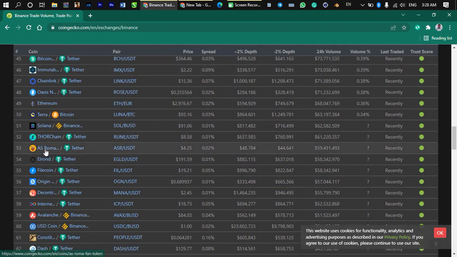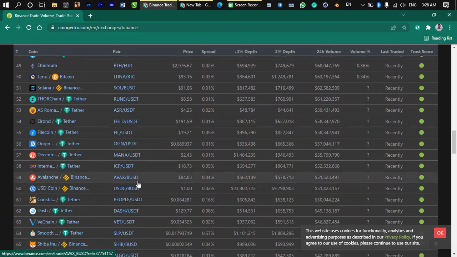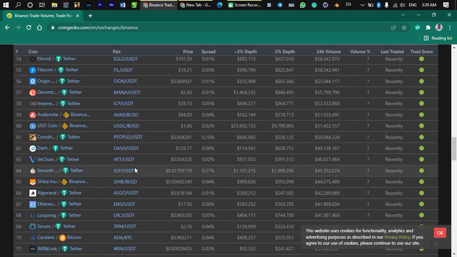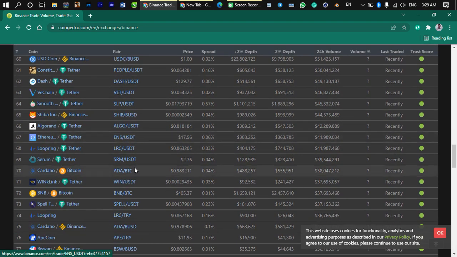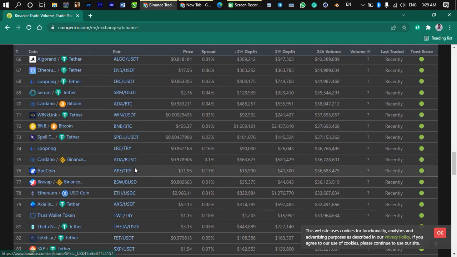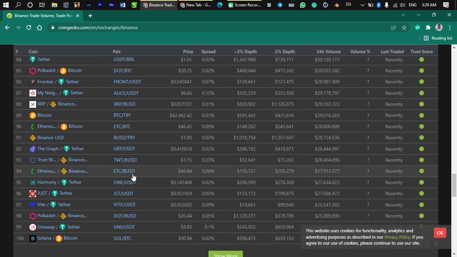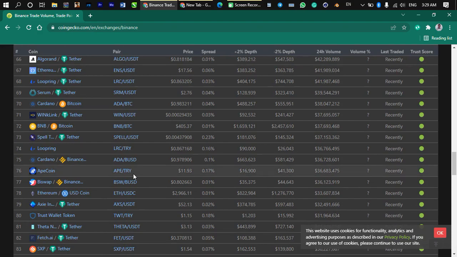Alright, so we have AS Roma. This is also a very new coin. We have OGN, these are old coins, ICP, old coins. This is a very good coin as well. VET, and others. So here are the coins. AXS, this coin should be moving right now. Taking a look at all these coins, whenever you see any new coin here, immediately go down to Binance and do some analysis on this coin.